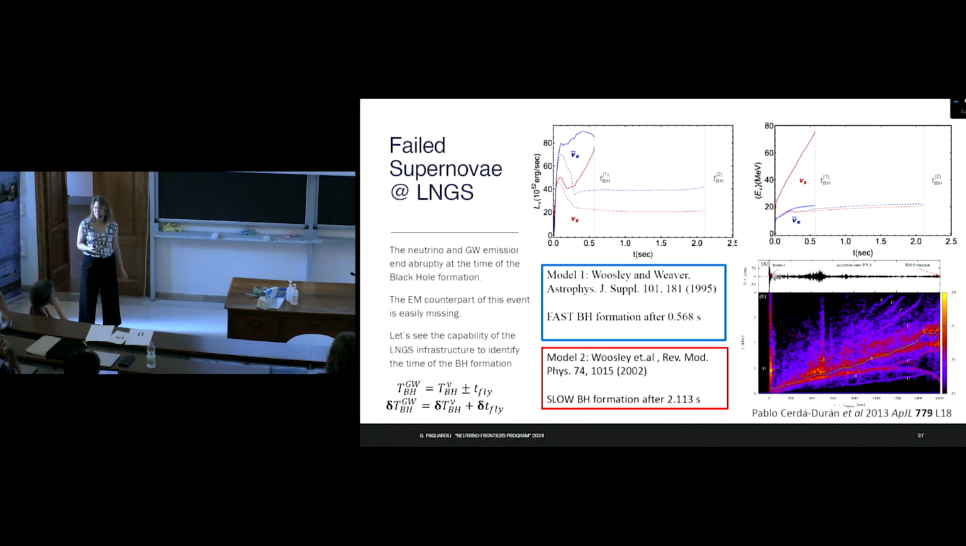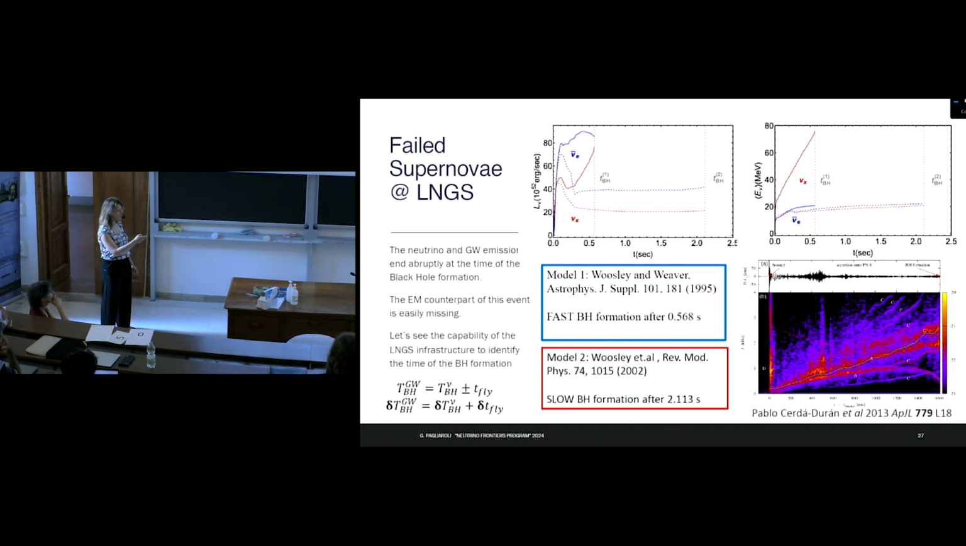But we have a lucky situation in the Gran Sasso Laboratory. We are very nearby to the Virgo detector, just 1 millisecond of time of flight. And maybe we will also be very nearby to the future Einstein Telescope, if this will be constructed in Sardinia. So this situation will still be good also in the future.